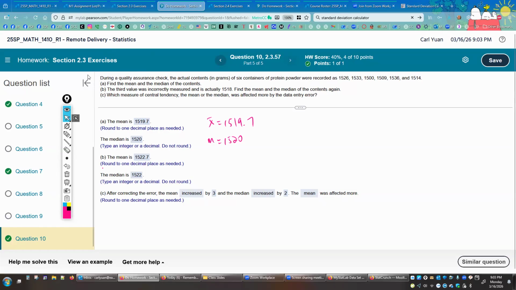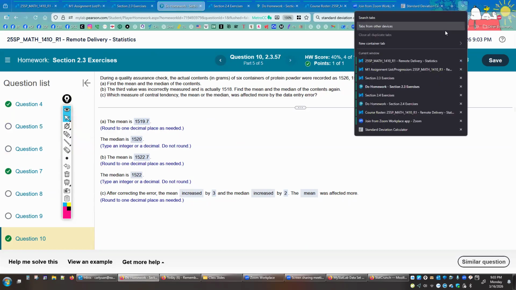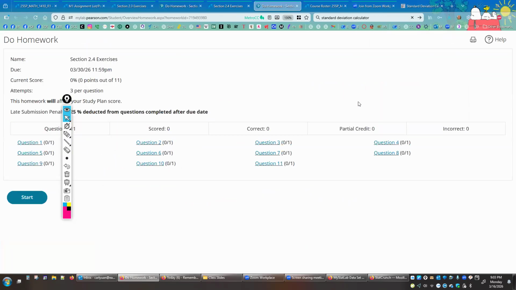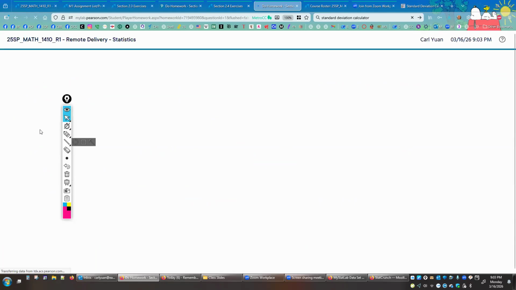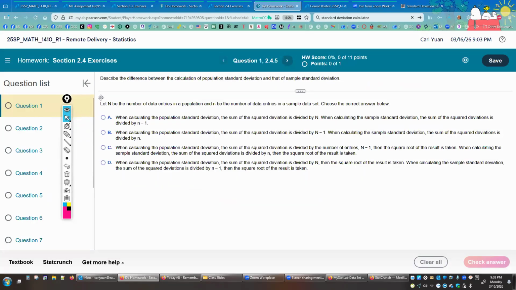So that's 2.3. And let's go take a look at 2.4. I believe we're doing the first half, so I'll do 1, 3, and 5, because I think 6 is where we start next time. Number 1: describe the difference between calculation of population standard deviation and that of sample standard deviation.